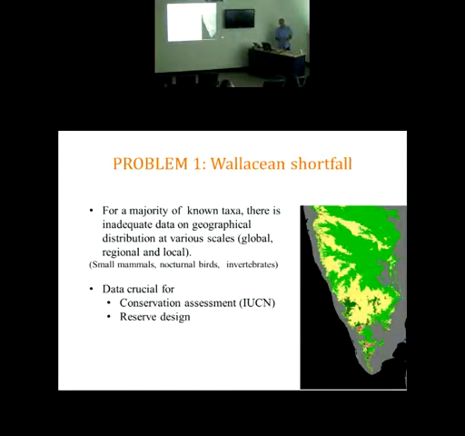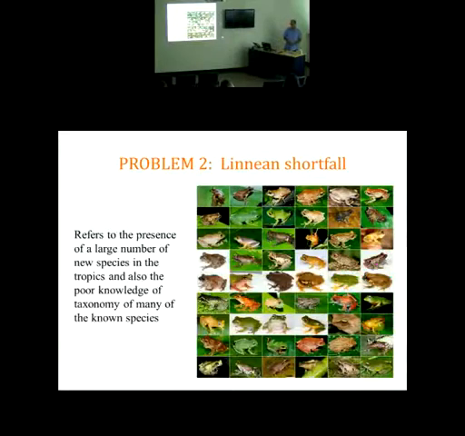And apart from our academic interest in this, the data is obviously crucial for things like conservation assessments, reserve design, and other applications. A second problem is the Linnean shortfall, which refers to the presence of a large number of new species, mostly in the tropics, and of course in marine ecosystems, and the poor knowledge of the taxonomy of these species. And these two problems had to be solved before we could address these larger questions.